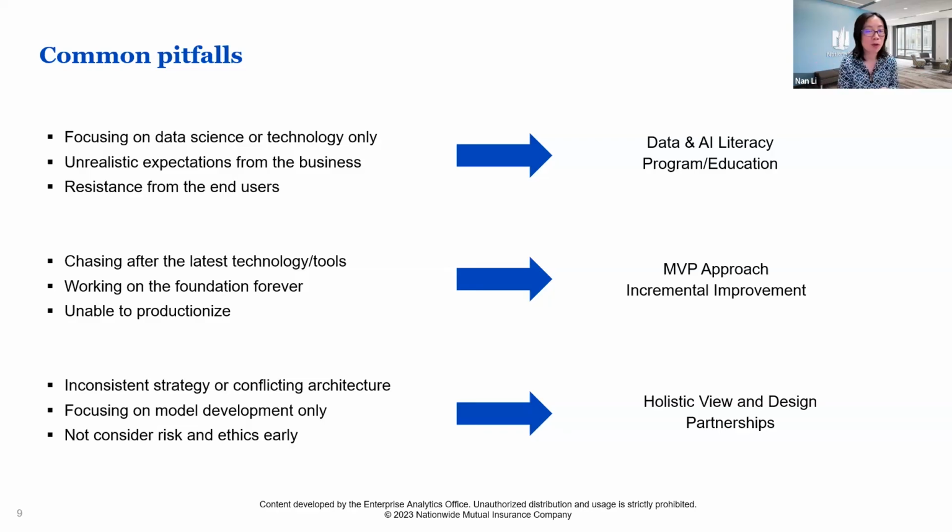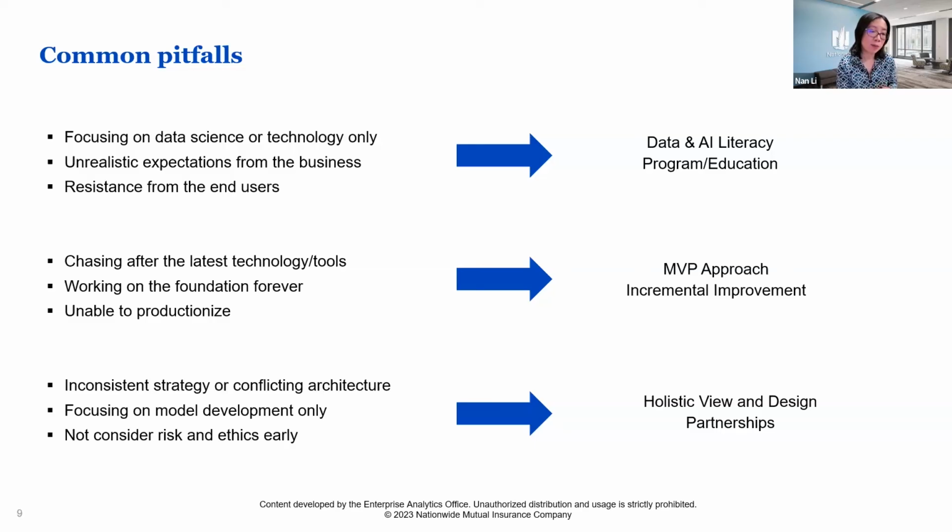I've seen people working on foundations forever. They want to put all data in one place on one platform until we can do anything. Or they do POC after POC, but are unable to productionize things. To avoid this pitfall, I recommend you start small, with an MVP approach. What is the smallest baby step we can take? Then make incremental improvement over time.